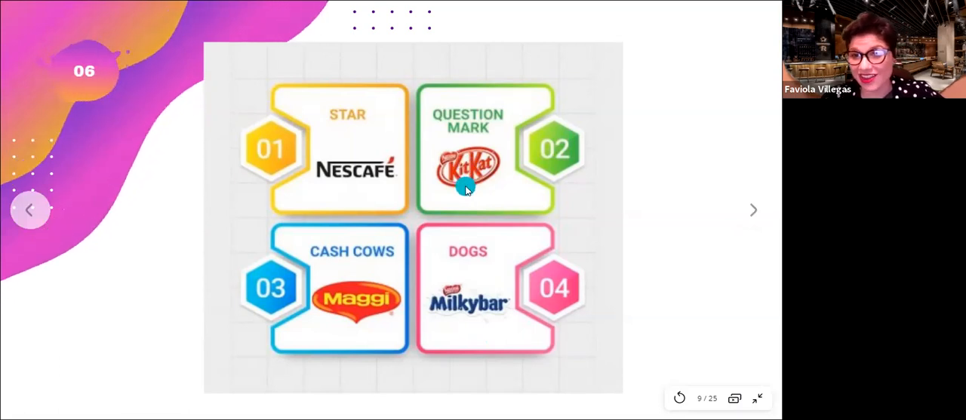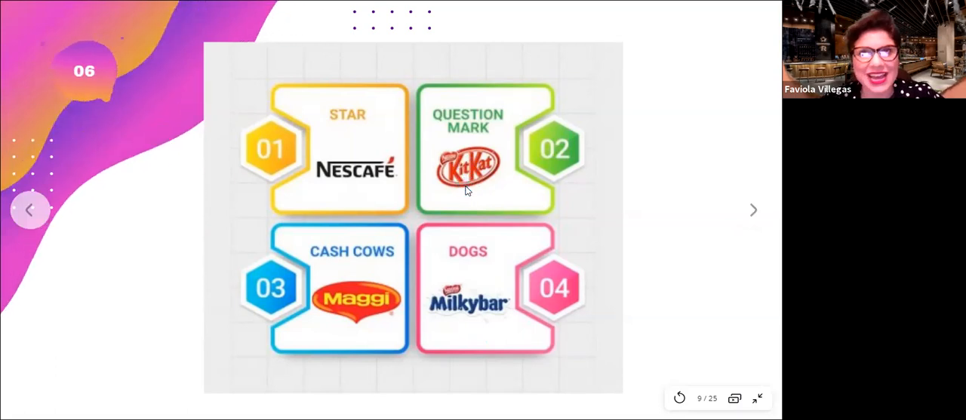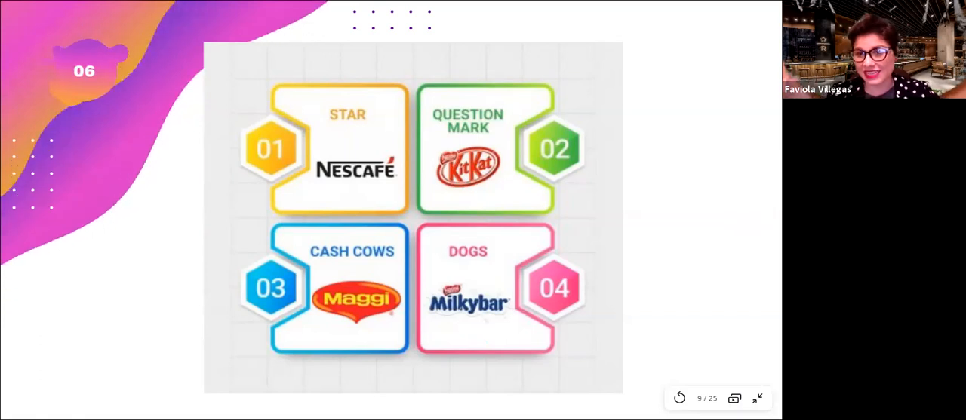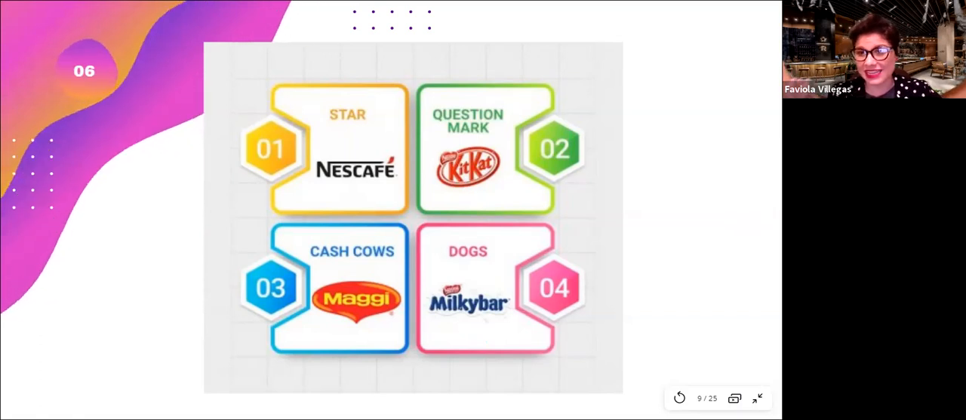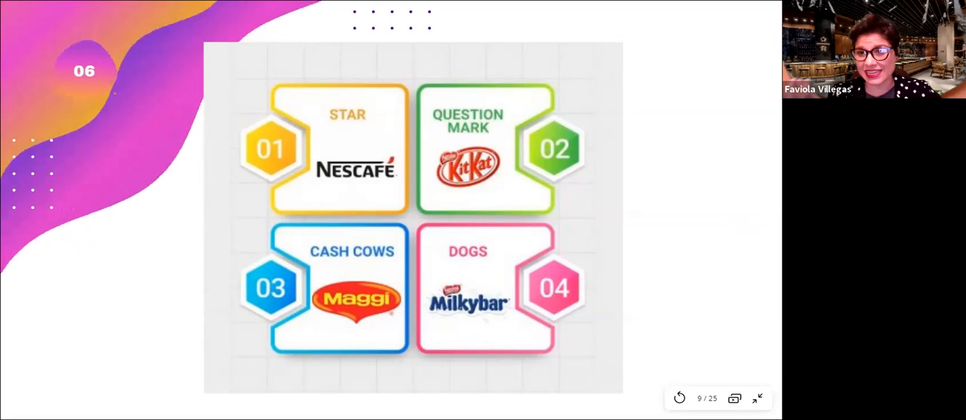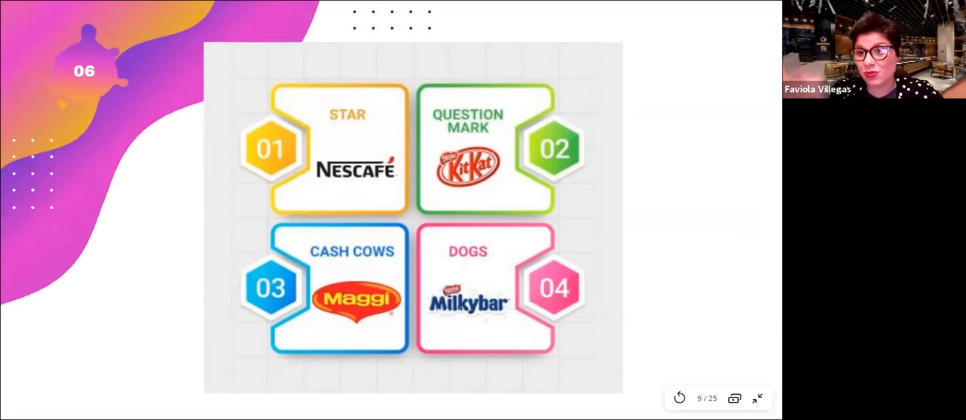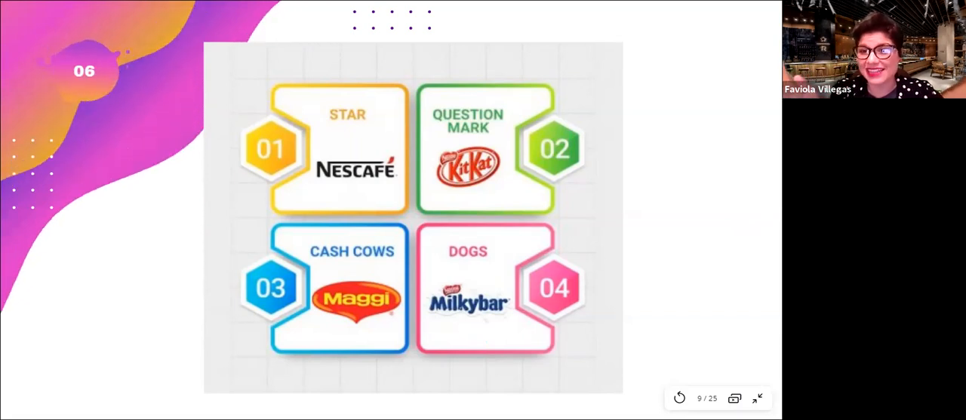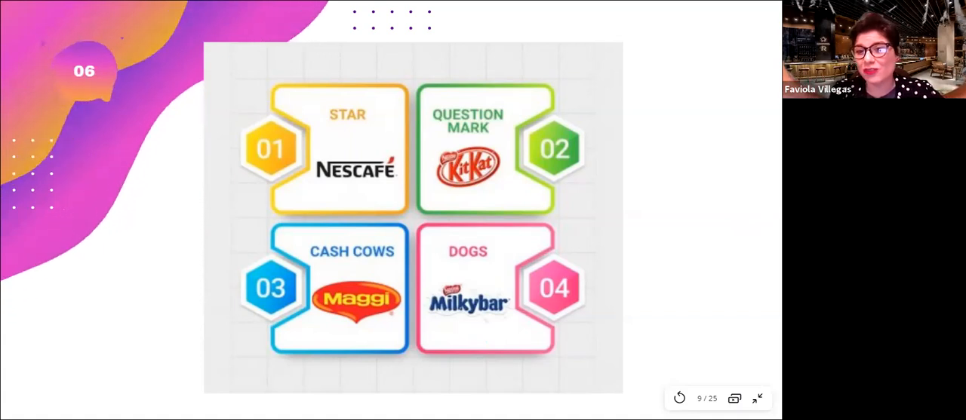They launched these new products. It's like a Kit Kat milk or a Kit Kat liquid creamer. It's amazing, but they don't know how it is going to be on the market in the future.